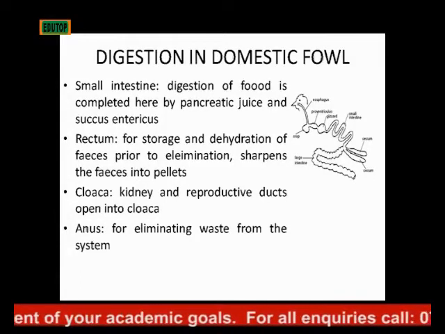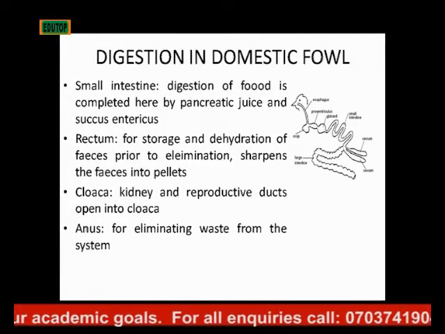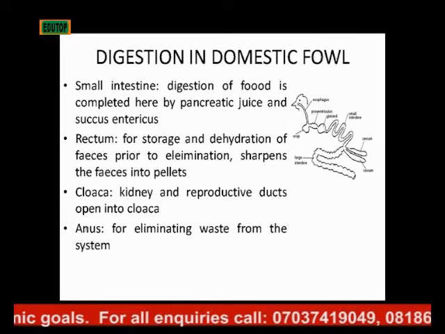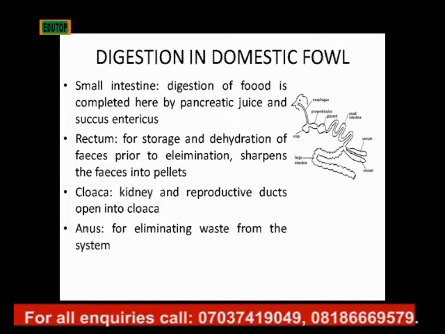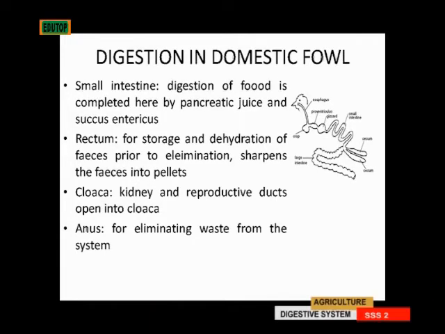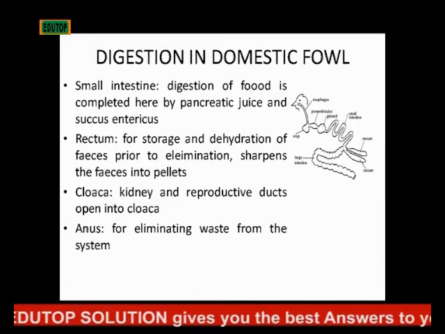Enterics. In the rectum, we have storage and dehydration of feces prior to elimination. Then the rectum shapes the feces into pellets. If you've seen the droppings of domestic fowl before, you discover that it's not like every other animal eating pellets.